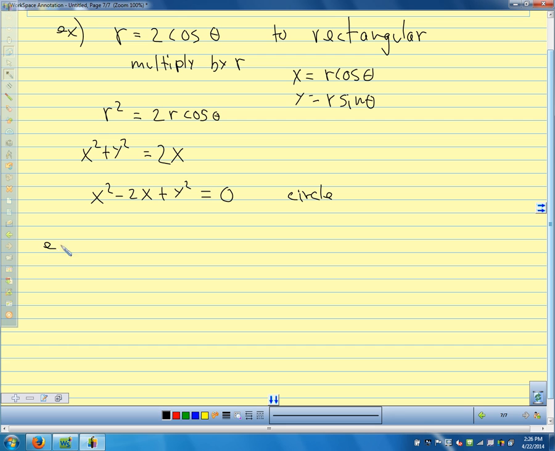All right, one more example, a little trickier this time. How about r equals 1 over 1 minus cosine theta? We want to convert that to rectangular. Any ideas what we're going to do here?